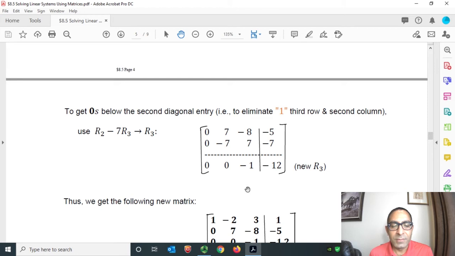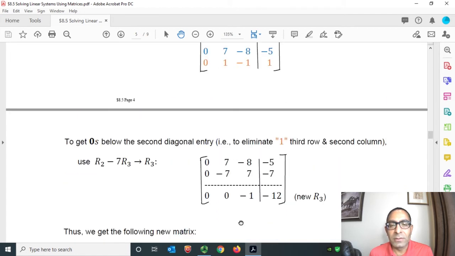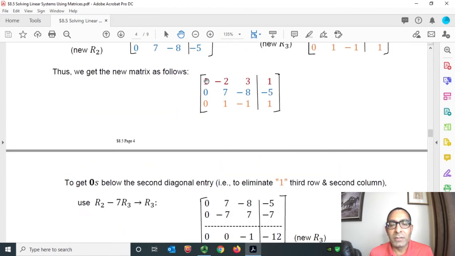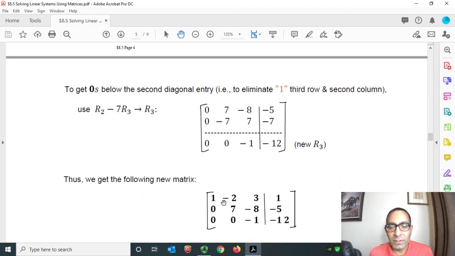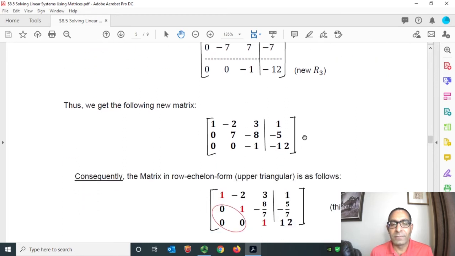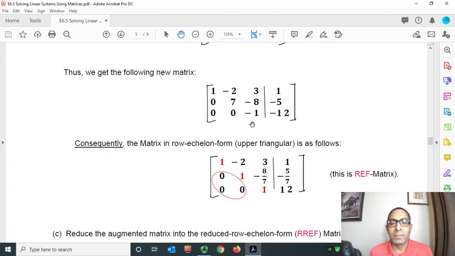So then let me rewrite what we have here. I'm just copying this first row and second row, and I'm replacing this third row by this row here. I hope you are following me. So here, first row as it is, second row as it is, and now this is my third row. Third row is here. Let me scroll this way. Yep. So now we are almost there.